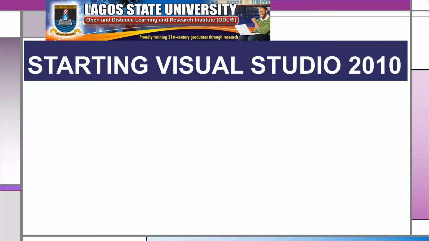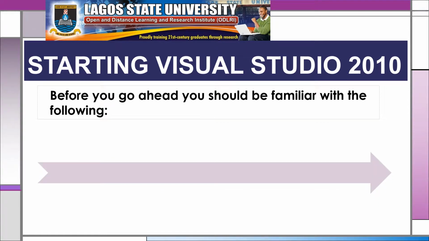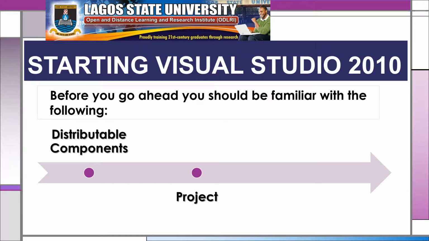So, starting my Visual Studio. Before you go ahead, you should be familiar with the following: 1. Distributable components, projects, and solution. So your distributable components are the final compiled version of a project.